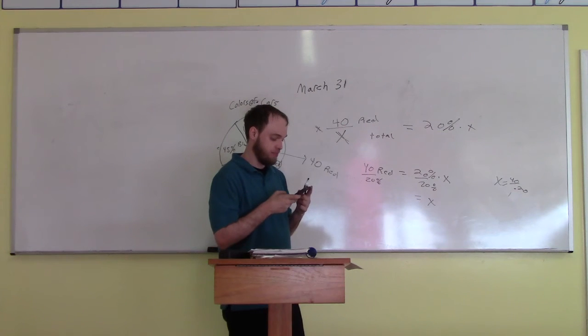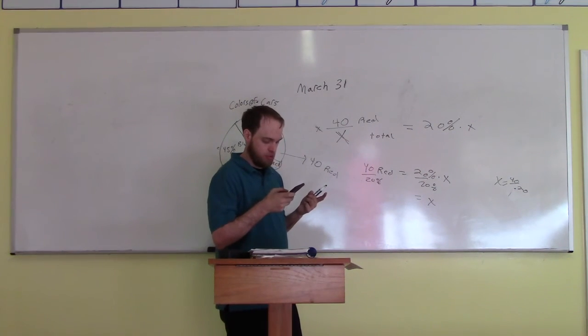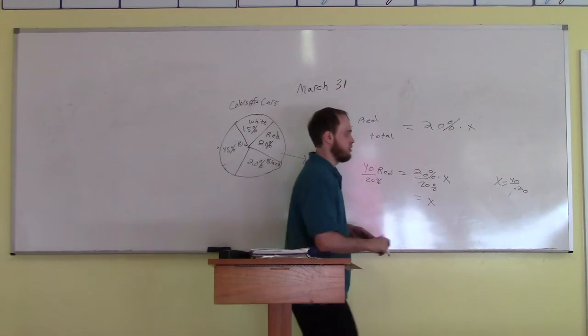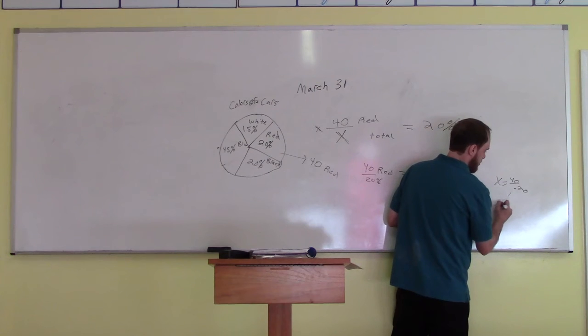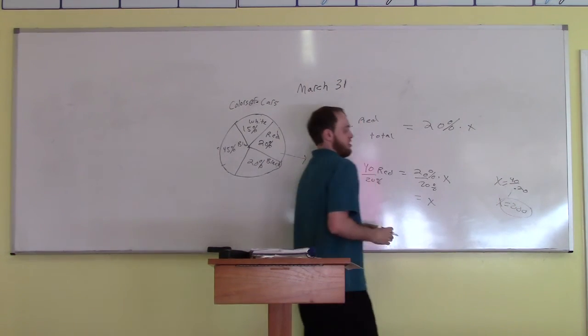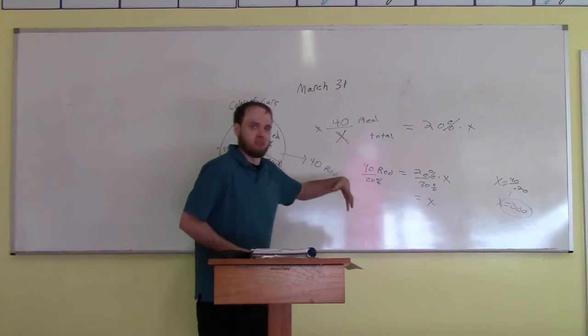So you're going to do 40 divided by 0.20, and that would be 200. So 40 divided by 0.20 is 200. So there's 200 total. Again, that's the long algebraic way.